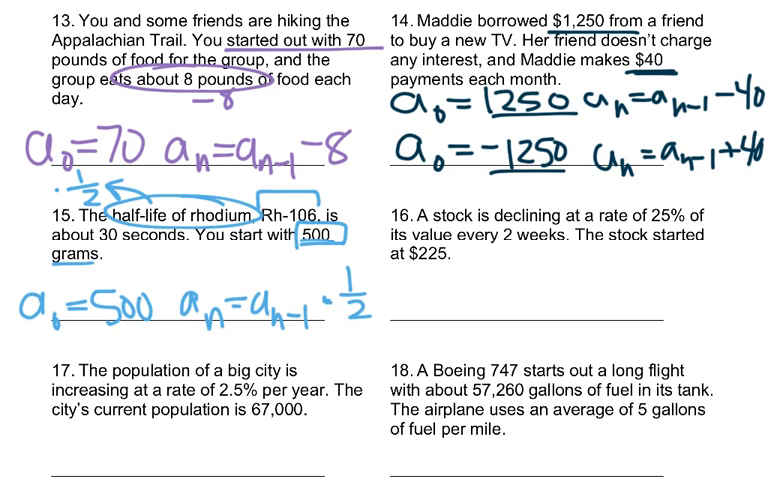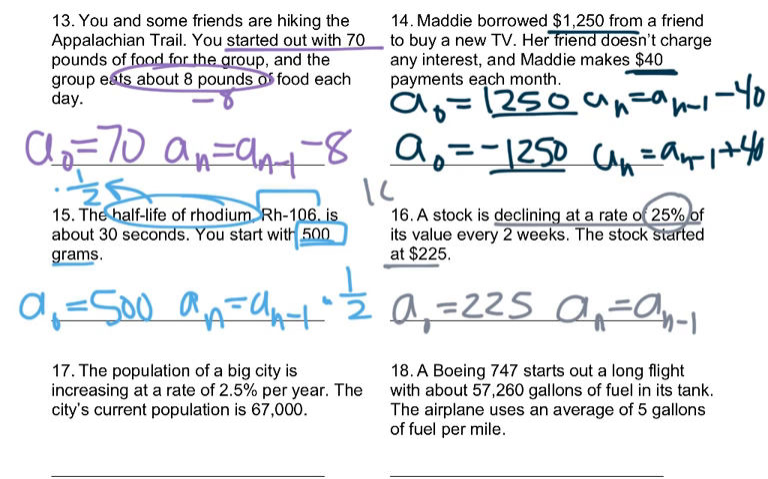All right, number 16. A stock is declining at a rate of 25% of its value every 2 weeks. The stock started at $225, so A sub 0 equals $225. I know for my growth for the next term, it's going to equal the previous term. And it's declining at a rate of 25% of its value every 2 weeks. So what that means is from the previous, we've got to go down 25%. When we're dealing with percents, it's typically going to be geometric, and declining means that we're going to multiply by it.